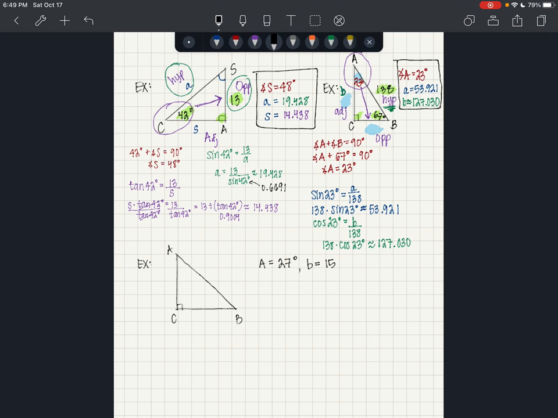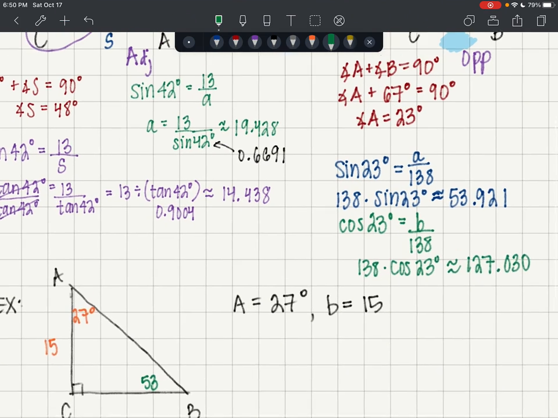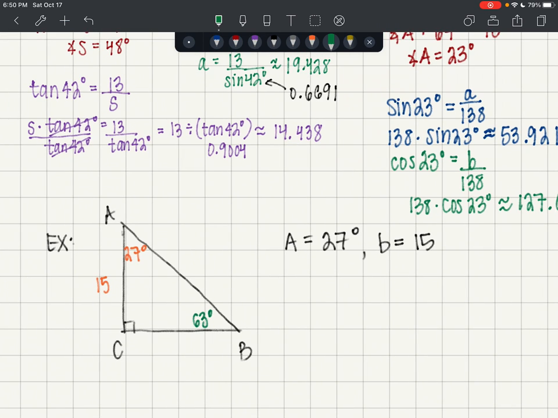I want to be able to show you the work just in case you don't get it correct. So A is given, that's 27 degrees. Side B is 15. So I'm going to fill in the blanks. If one acute angle is 27, the other acute angle is going to be 63 degrees. So angle B is equal to 63 degrees.